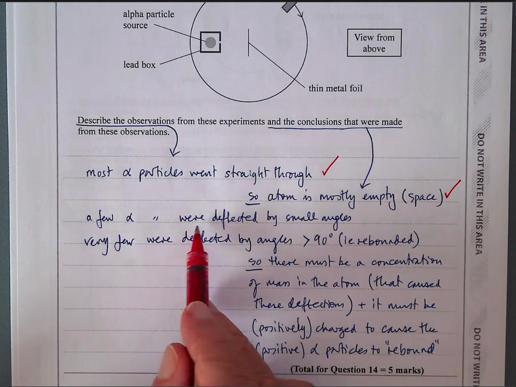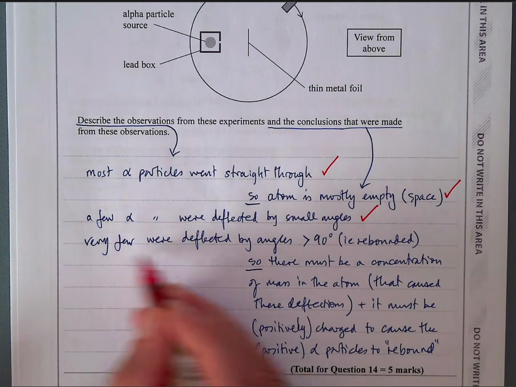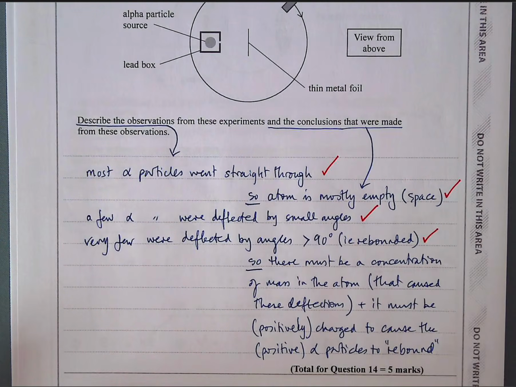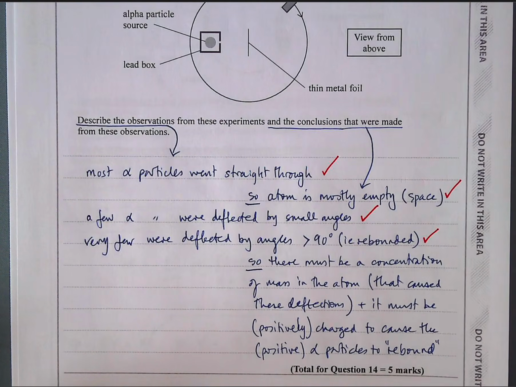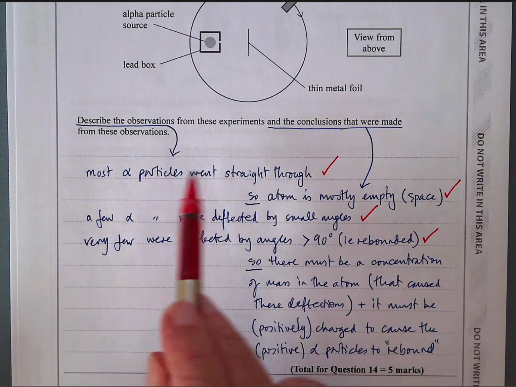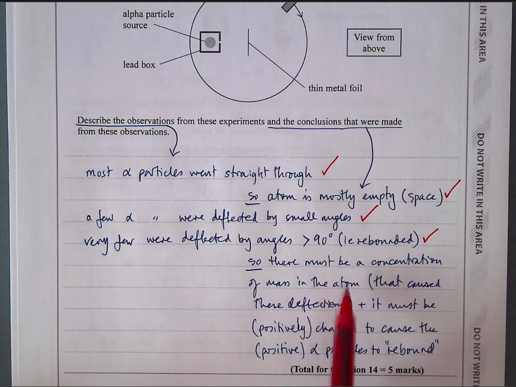A few alpha particles were deflected by small angles. Another observation: very few were deflected by angles greater than 90 degrees, i.e. very few rebounded. I told you that was about what I always teach my students, 1 in 8,000, statistically speaking. So this is the final conclusion. We've had 3 observations, 1 conclusion. So there must be a concentration of mass in the atom.